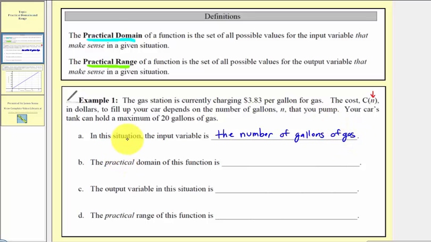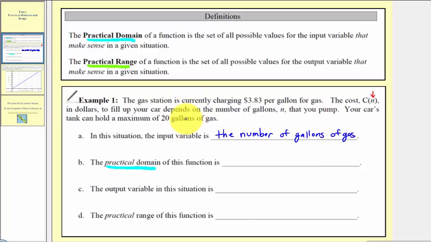For part B, we're asked to determine the practical domain. The practical domain would be, and now because we know the input variable is the number of gallons of gas, the practical domain would be the number of gallons of gas that makes sense in this situation. Well, your car holds a maximum of 20 gallons of gas, so you can't buy more than 20 gallons of gas, but you could buy exactly 20 gallons of gas at the most.